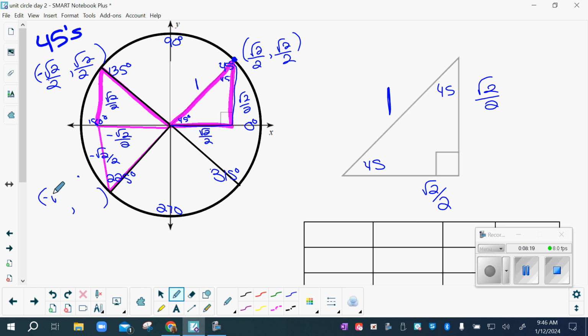I'm going to get negative root 2 over 2 and negative root 2 over 2. I am going to be quiet, and I'm going to ask you to figure out the last point right here, because guess what? There's one more triangle right there.